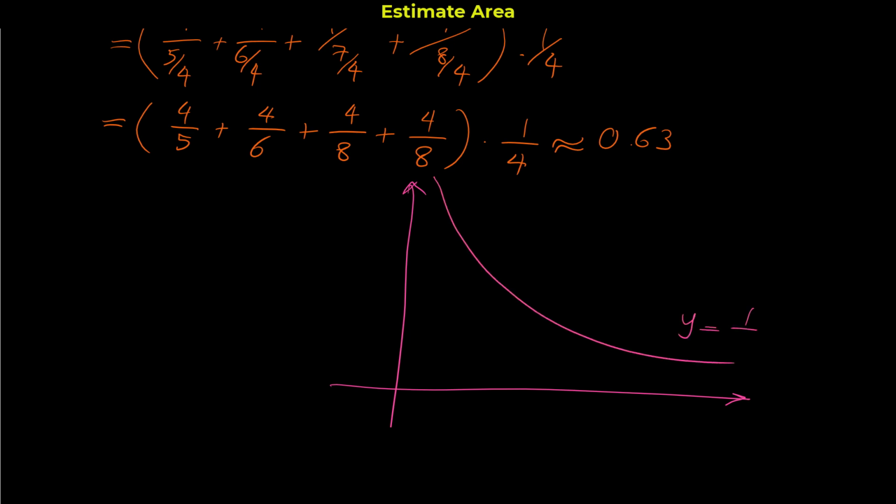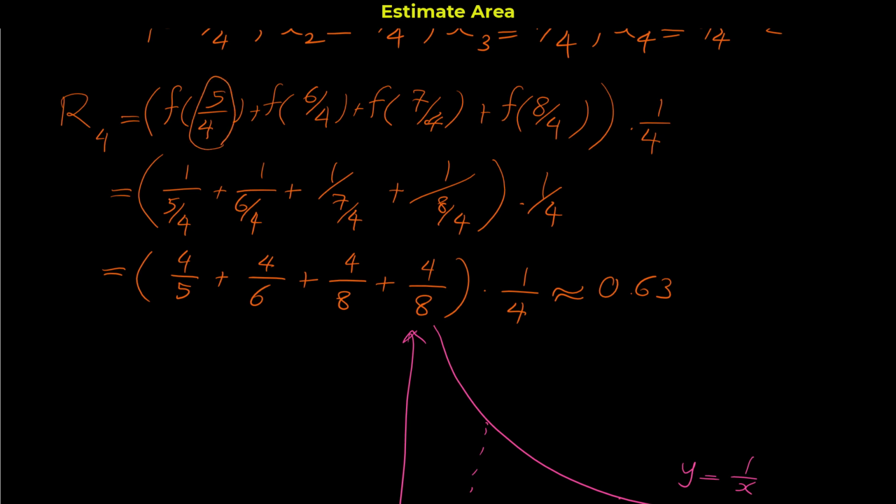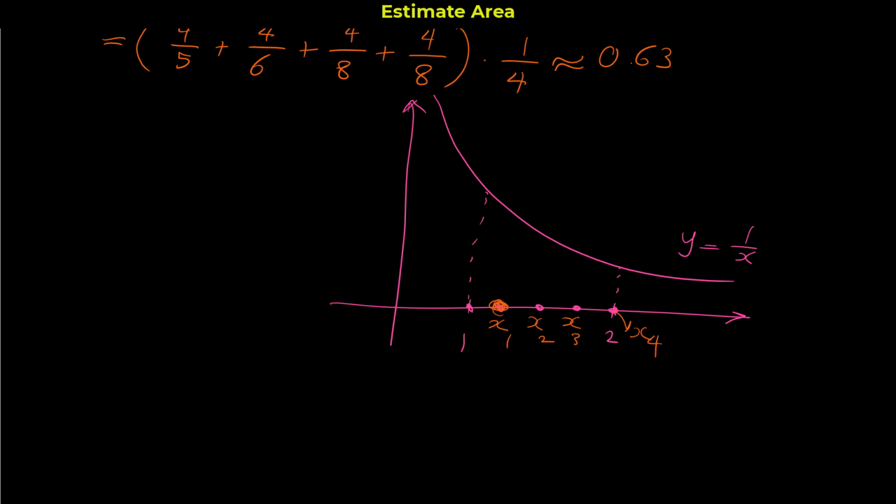Now, let me show you the relation between this calculation and the area that we want to find. Again, this is the graph of y equals 1 over x from 1 to 2. If we suppose here is 1, here is 2, we choose basically these points. Here, we use x1, x2, x3, and x4. Attention! This is x1, which is 5 over 4. The next points are 6 over 4, 7 over 4, and 8 over 4. What are we doing here? Because we are using the right endpoints, we do not use the left point of the interval. We skip that point, we start from x1, and we include the last point of the interval, which is 2.